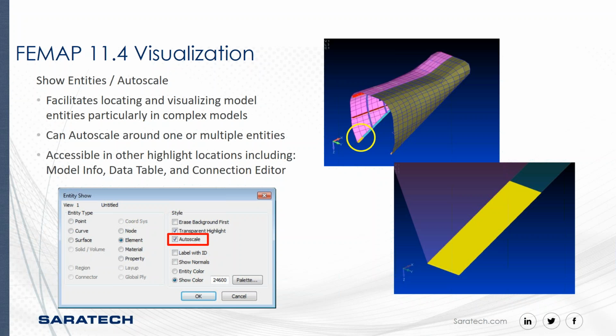Let's dive right into it. So FEMAP 11.4, visualization. This first tool is the show entities in auto scale function.